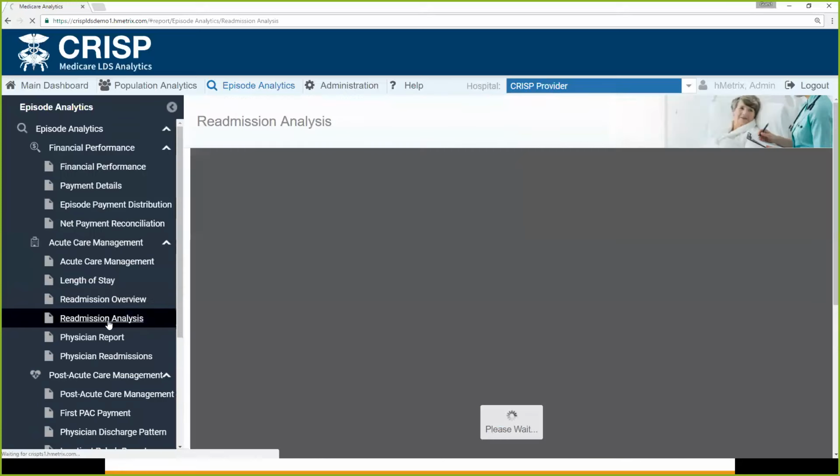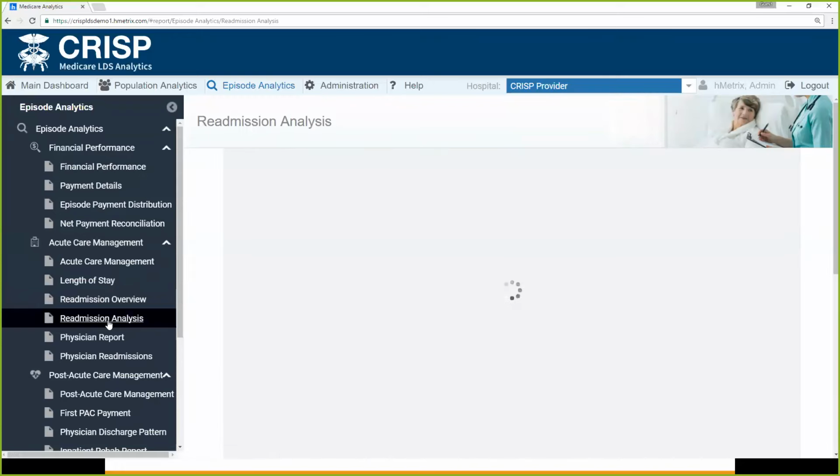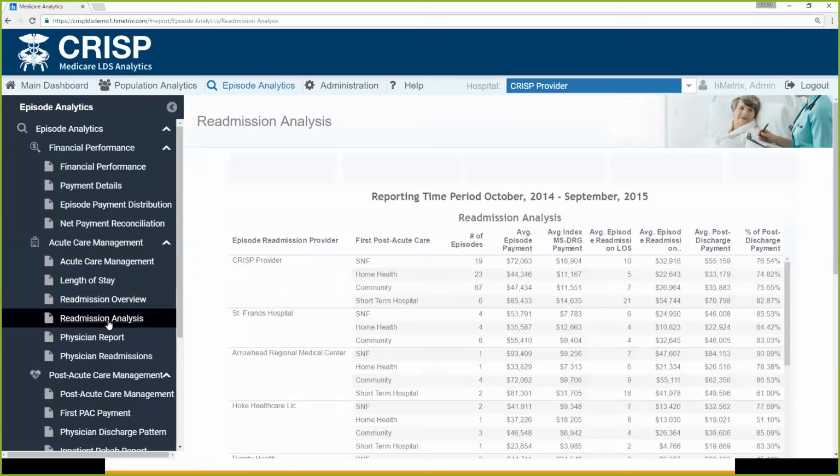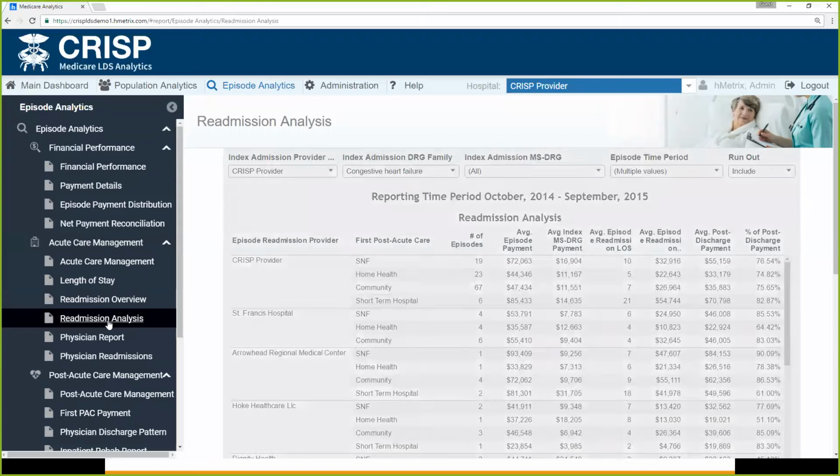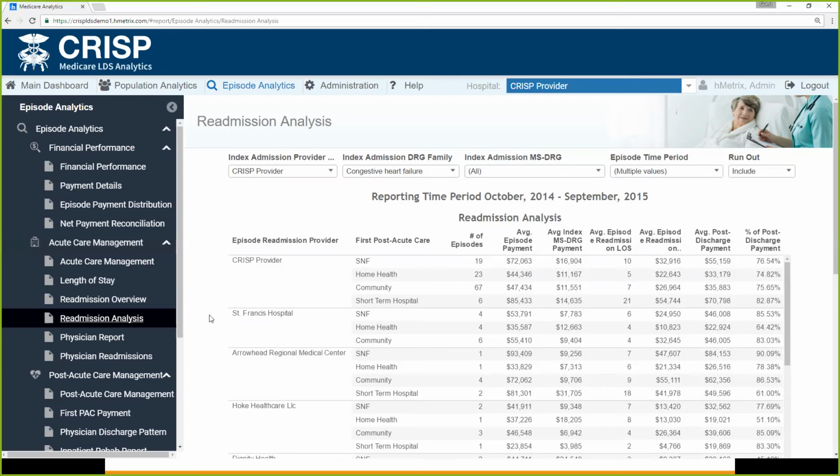So now we're going to jump to the readmission analysis. This is getting a little bit towards what I was saying before, where this hospital had 26% readmissions that went to a different hospital. So maybe you want to look at those readmissions that came back, as well as which hospitals and which post-acute provider types are causing these readmissions, or at least not necessarily causing, but where these readmissions are coming from.